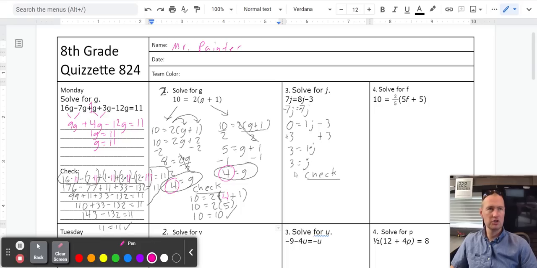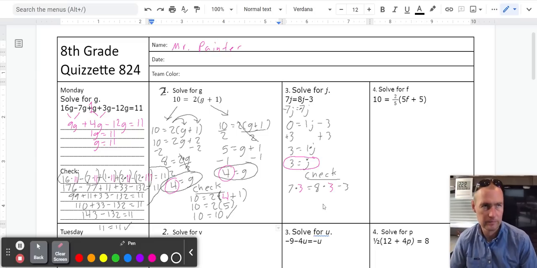All right, so remember J is equal to 3, so I'm going to plug in a 3 where we see a J. And we have 7 times, okay, we got a first J of 3, equals 8 multiply J, which is 3, subtract 3. Now, if we did this correct, both sides should be equal.